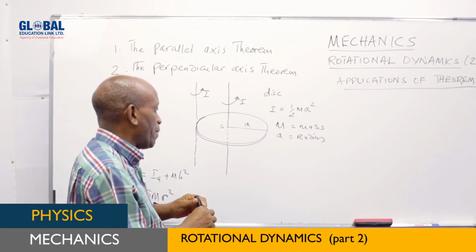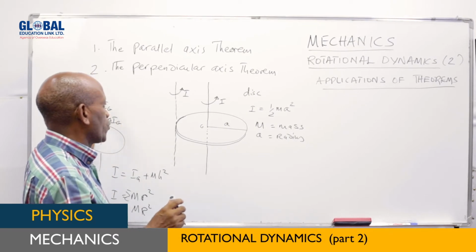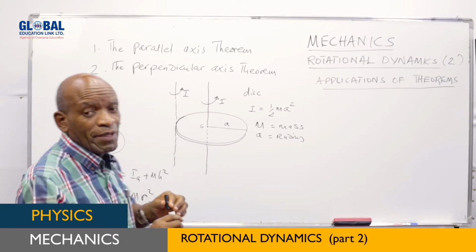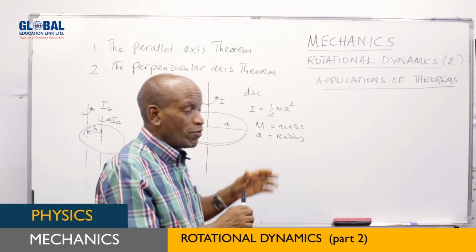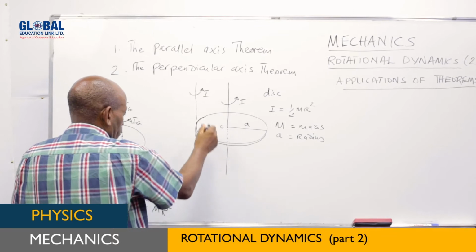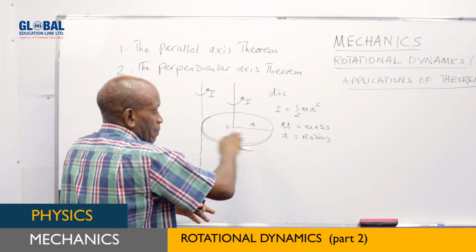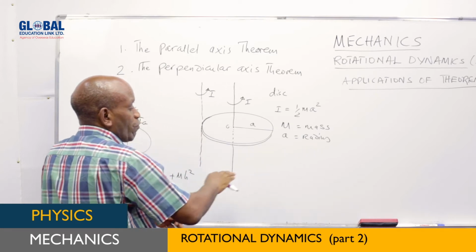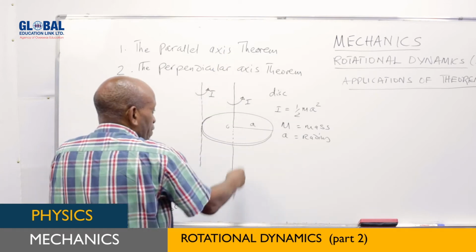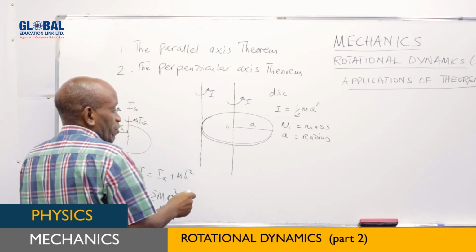Now let's come back to our disk here, and later I'll introduce the perpendicular axis theorem, but I believe in the first lesson you have really done this. So now, I'm looking at the moment of inertia through an axis which is passing on its rim, perpendicular to the plane of the disk, parallel with the first axis that is passing through the center of gravity of the same disk.